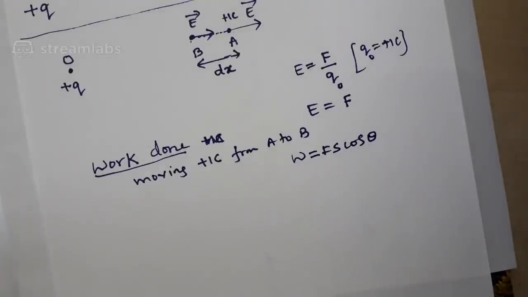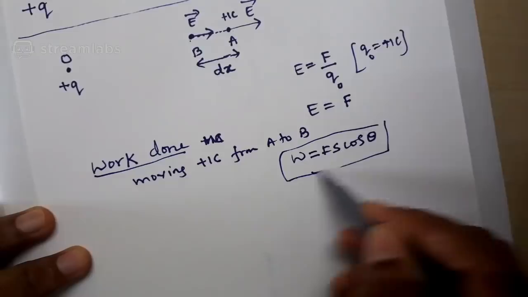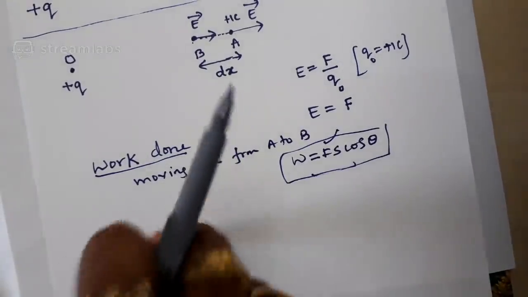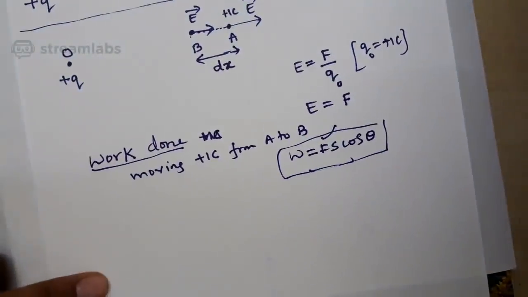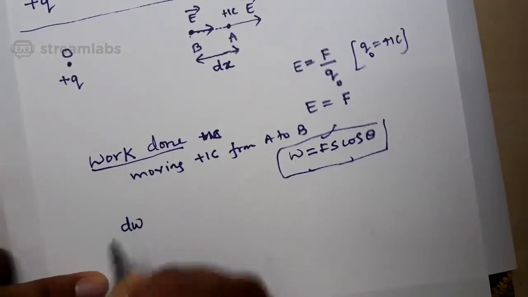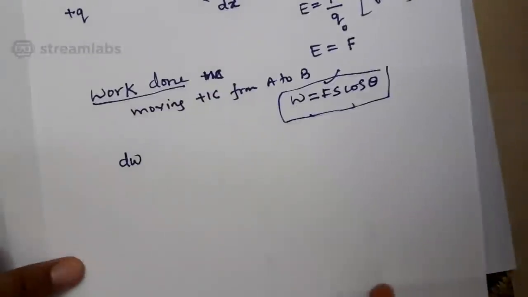That is the difference. You know this formula has a limitation. This formula is applicable only when the force is a constant force. Now I can apply this formula because here the force which I am applying is a constant force. Okay, so this W, I'll take it as dW because the work done is small.